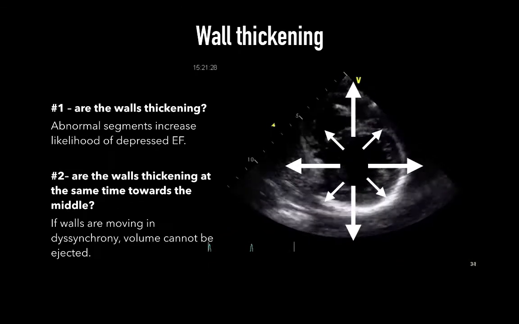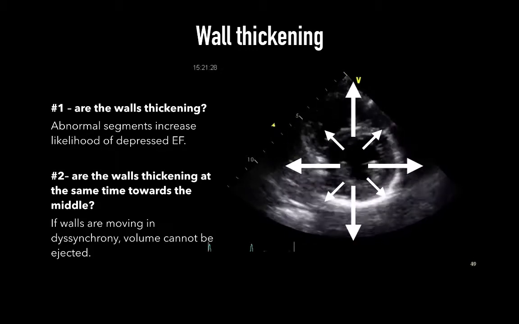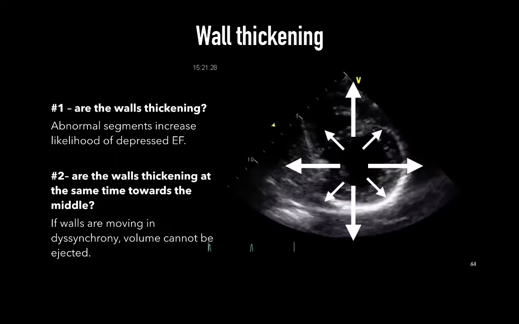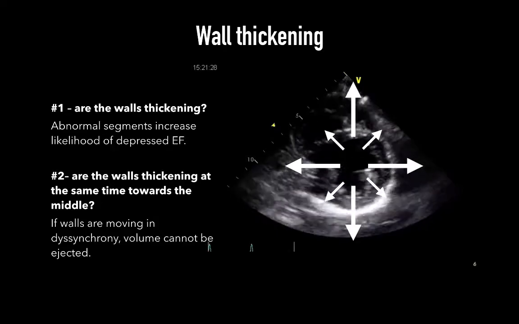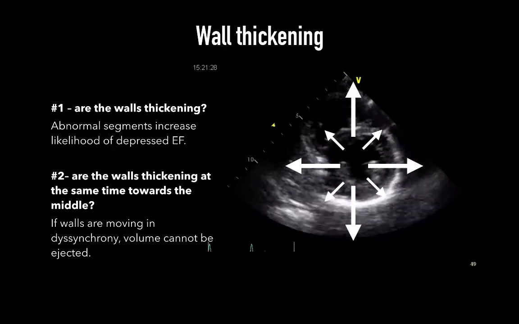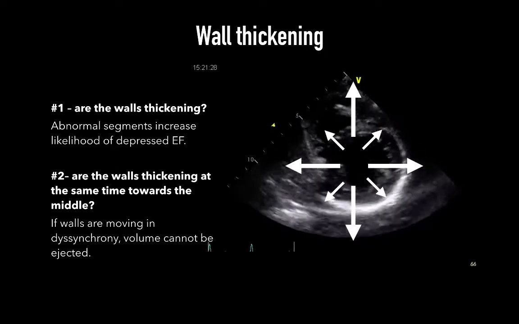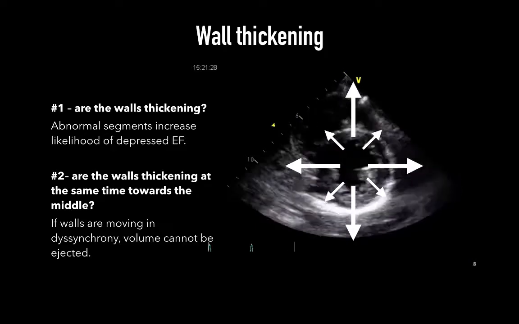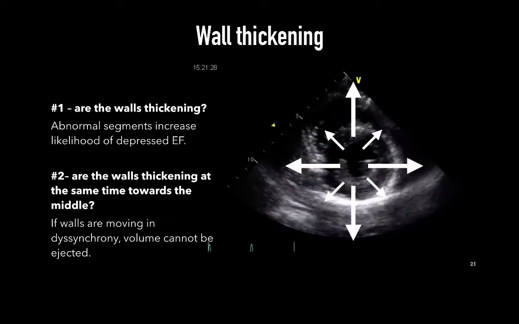In visual estimation, the first question is always, are the walls thickening? If some part of the walls are not contracting, this means dysfunction. In most cases, this denotes the possibility of a decreased EF. This is even more clear if all walls are not thickening. Thickening of the wall can be approximated to a biceps contraction from an extended position. The number of fibers are the same, but as the elbow is flexed, they are more compacted and thick.